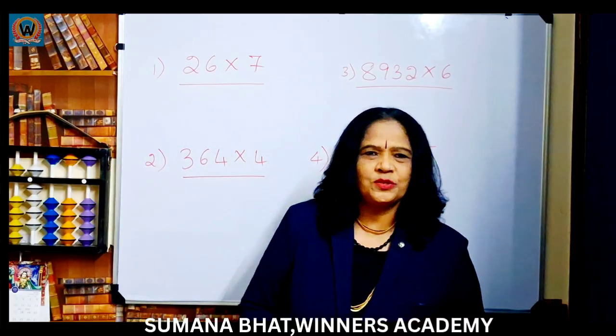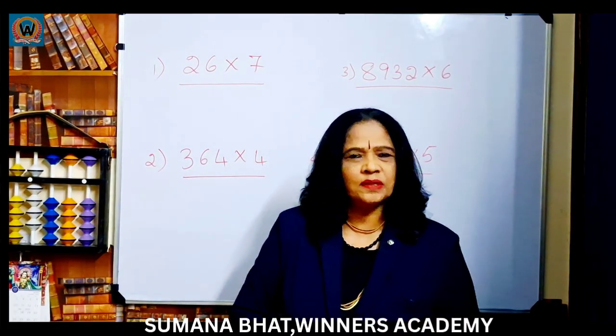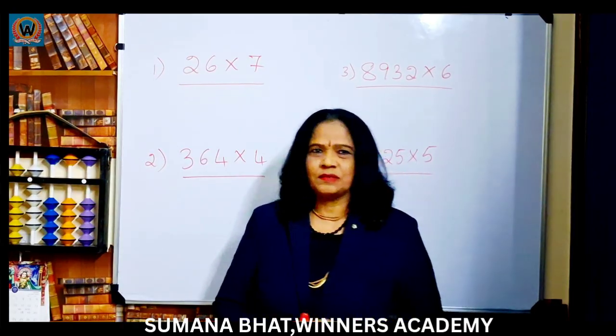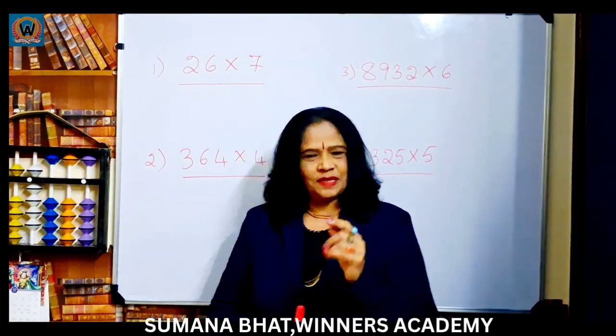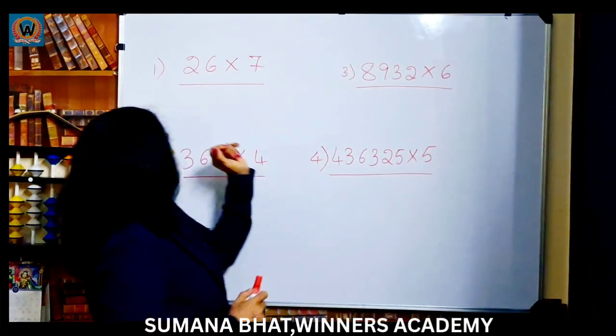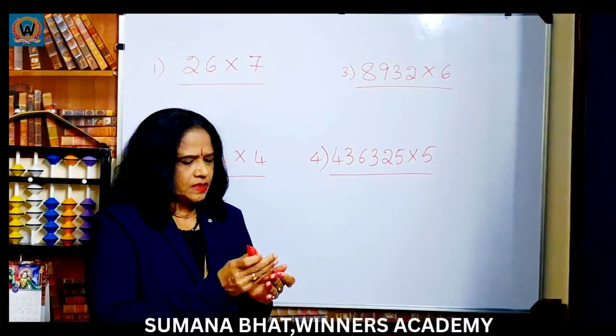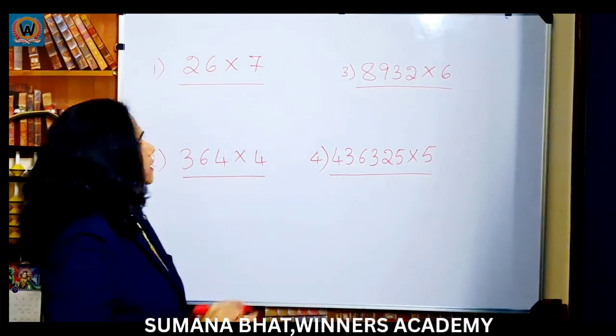Today I am going to teach you how to multiply numbers in the easiest way by using Vedic Mathematics tricks. Watch the video till the end. Let us start. See the numbers: 26 multiplied by 7. See, by using a small trick, how we can do it very easily.